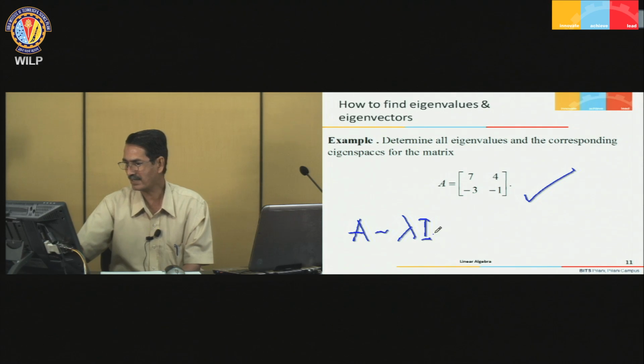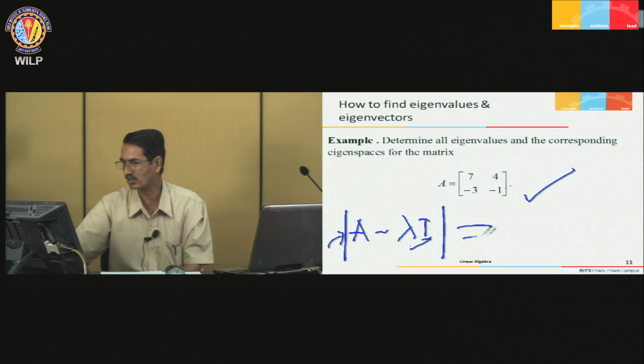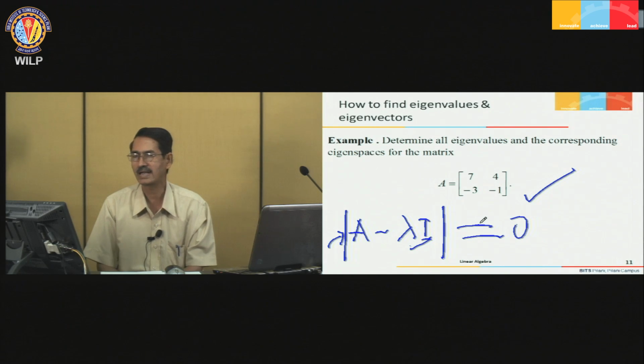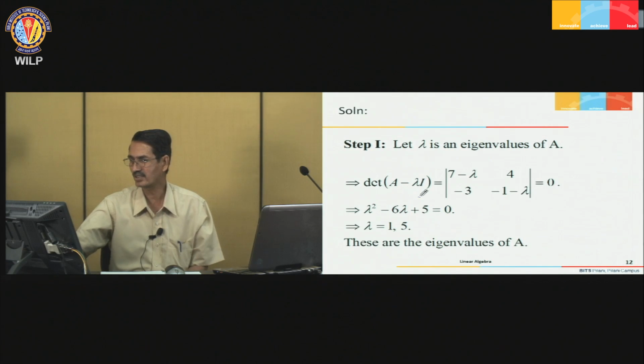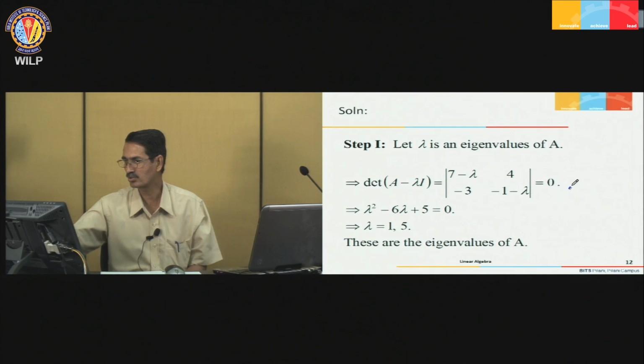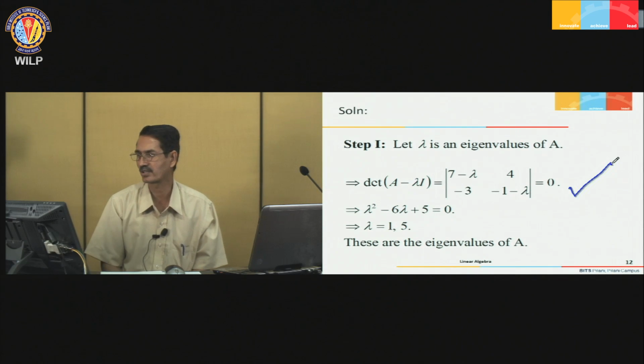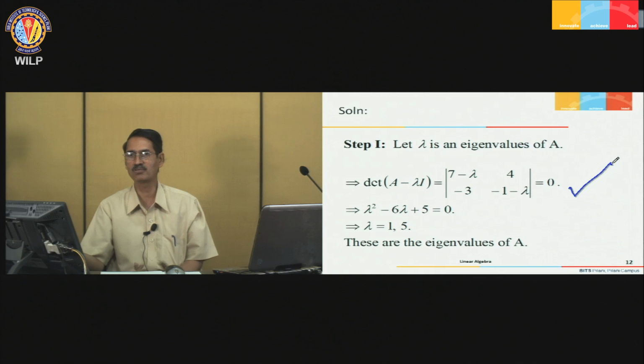So, it means what? A minus lambda I. From the matrix A, from the diagonal elements we shall subtract lambda, and then see what is the determinant of this one. The determinant of this one is equal to 0. So, that will give you the characteristic equation. So, let us see what is this one. If lambda is an eigenvalue of A, then look at here, this determinant of A minus lambda I is equal to 0. So, this is our characteristic equation. And from here, let us see at this stage how to calculate this determinant.